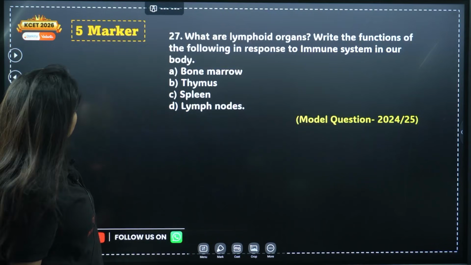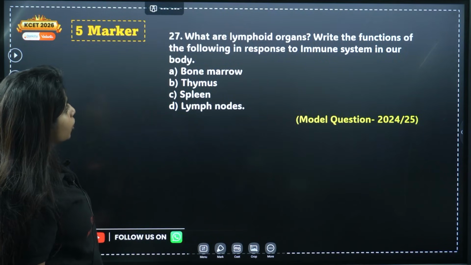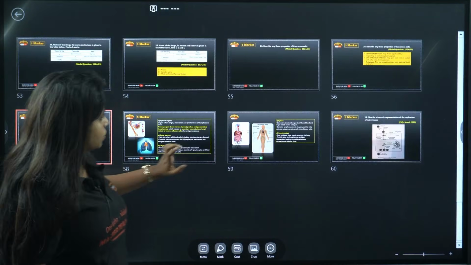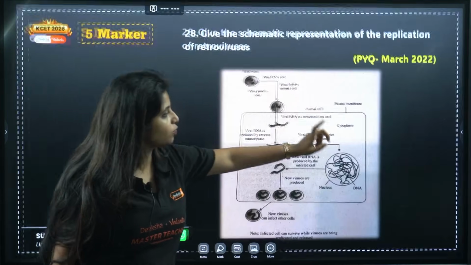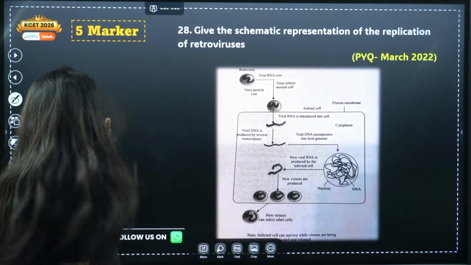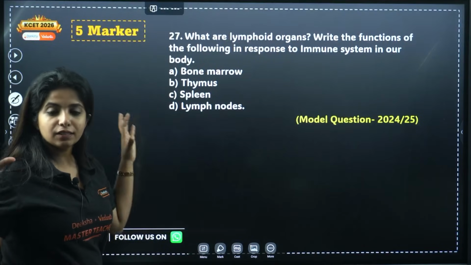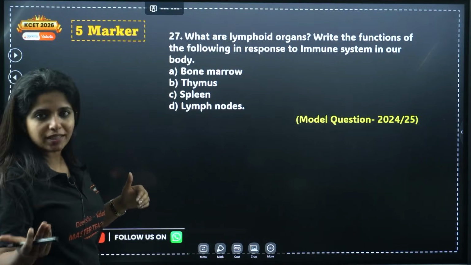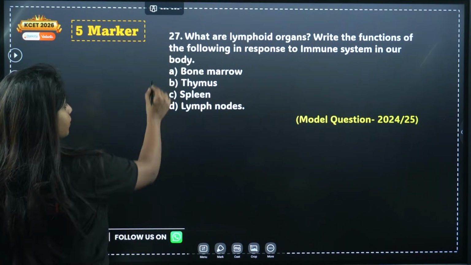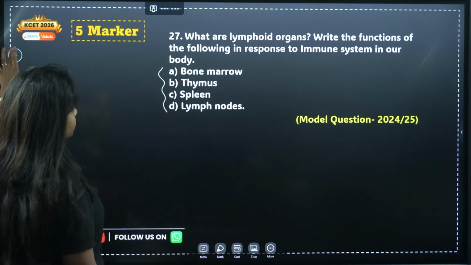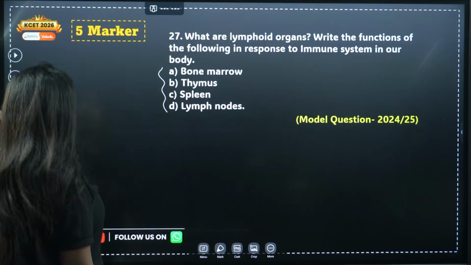Now, what are lymphoid organs? Now, write the functions of the following in response to the immune system in our body. So, before I go there, this is supposed to be the last question because we already solved this question, right? So this is going to be the last question. Don't worry, we'll make sure it is finished ASAP. And this is for you guys as well, right? So, my dear children, you have bone marrow, thymus, spleen as well as lymph nodes. How does it work? First of all, I'll tell you in brief.